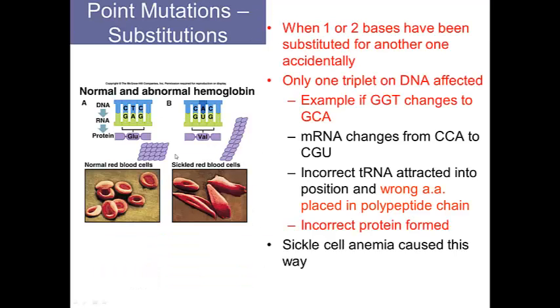Interestingly enough, they think sickle cell anemia persisted in the population because the people with sickle cell blood cells had a greater resistance to malaria.